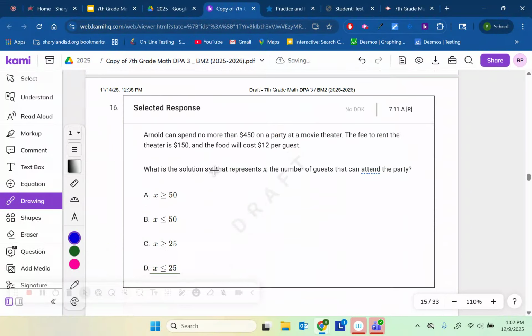One of the things I'm noticing is that it says, I have no more than $450 to spend on this party. That means no more than $450. Whatever I put over here has to be less than 450, and in this case, less than or equal to 450. I already know the number of guests. What is x? The number of guests that can attend the party. It's got to be a less-than answer, so these choices aren't it.